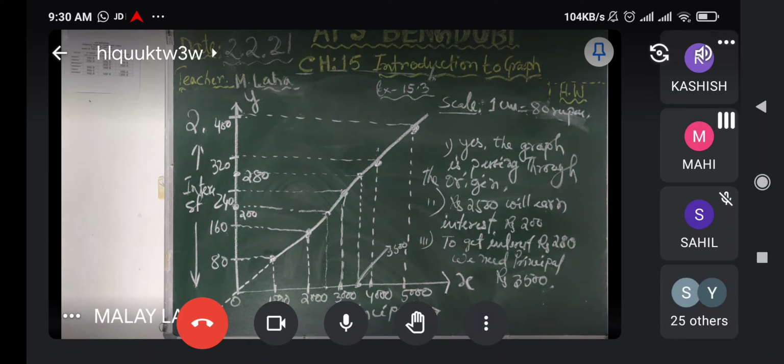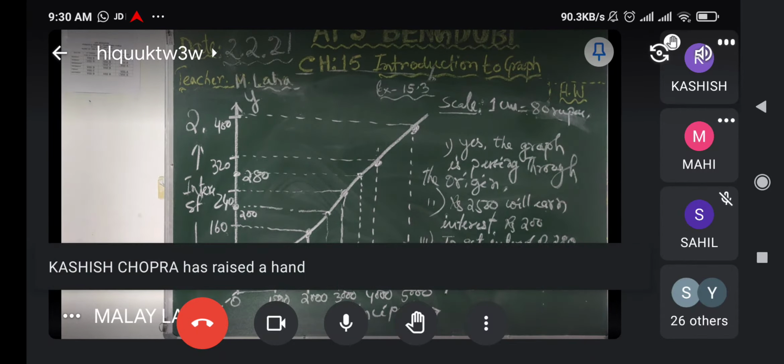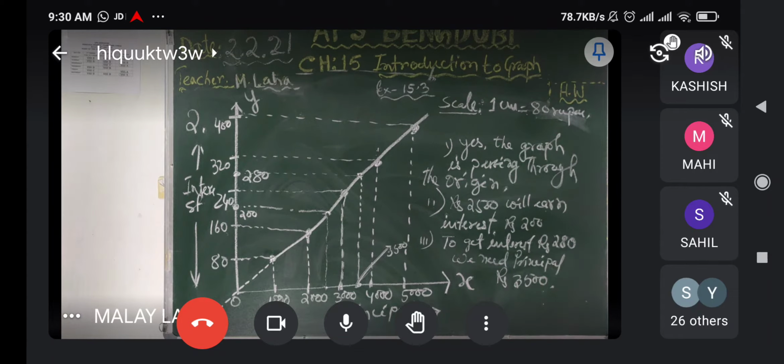No, sir. Is the writing visible properly? Yes, sir. Who is raising a hand? Look, Sahil and Limbu have left. I don't know what problem they are facing. 26, 27 plus 5, 32 students. Still you people are joining. A lot of students are joining B section and A section. Their attendance is very, very poor.